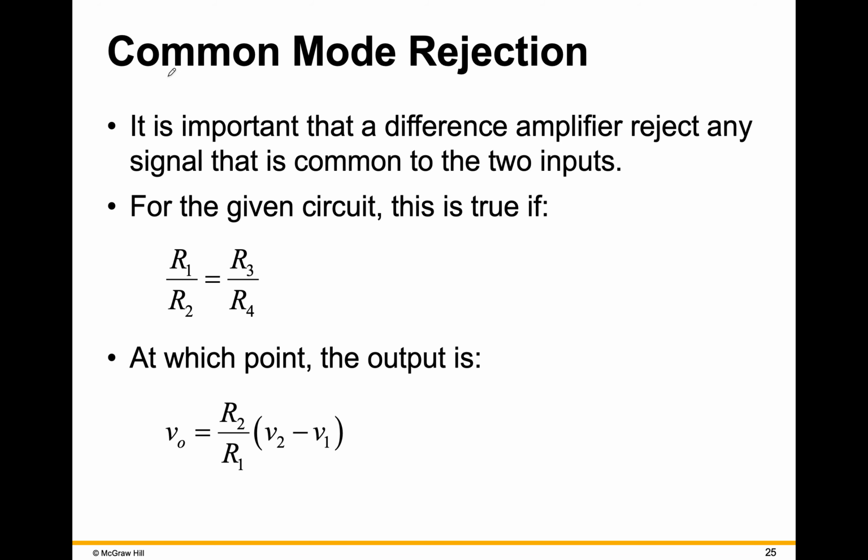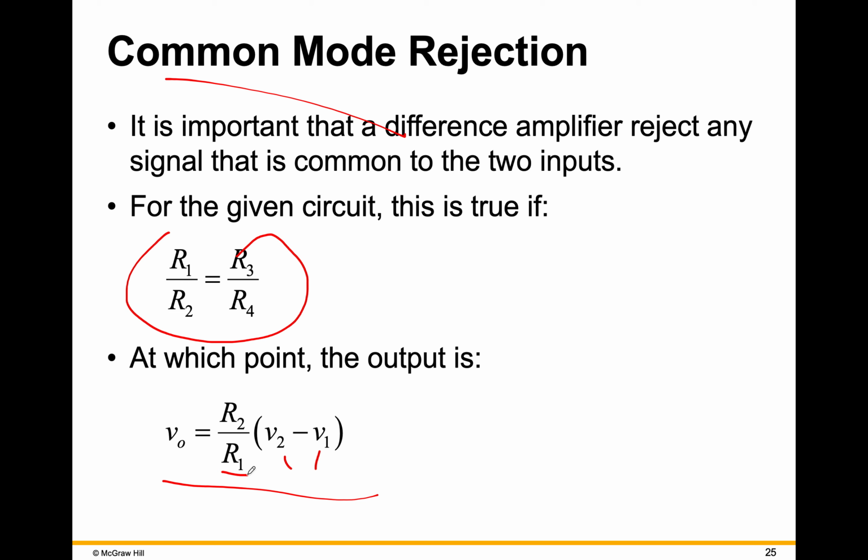Okay, and so here we go. Something called common mode rejection. A difference amplifier rejects any signal that's common to the two inputs. Now this gets a little bit beyond the scope of this class, but basically if you set these two ratios equal, then you get this output that is the difference of these two times this factor R2 over R1.